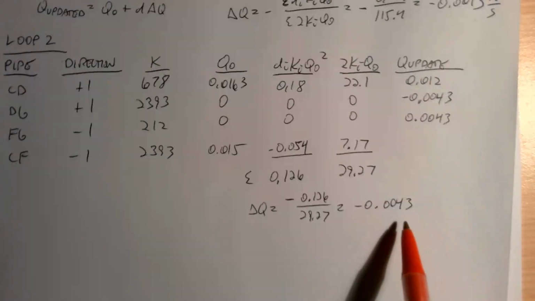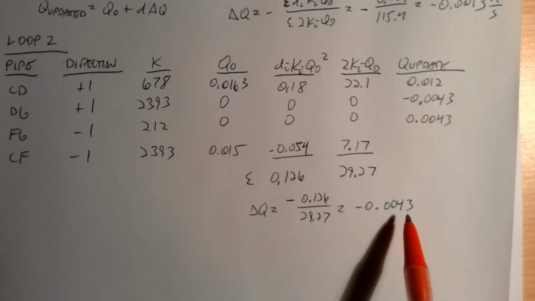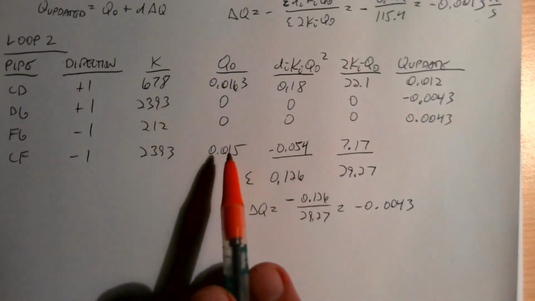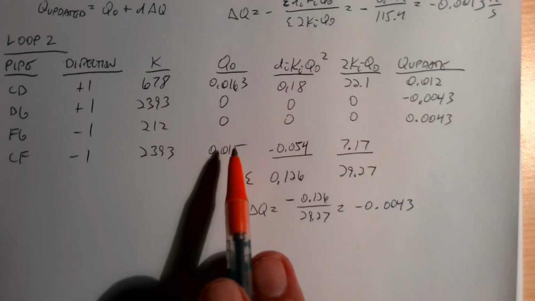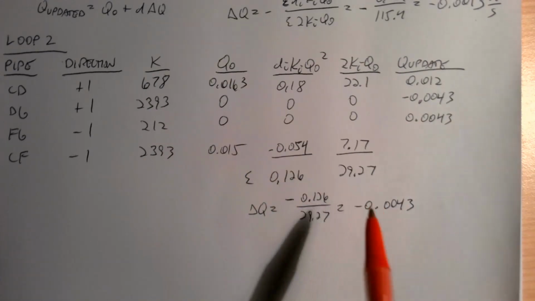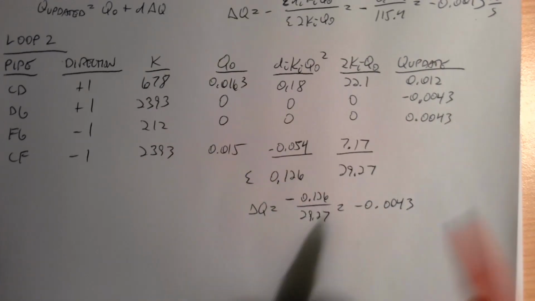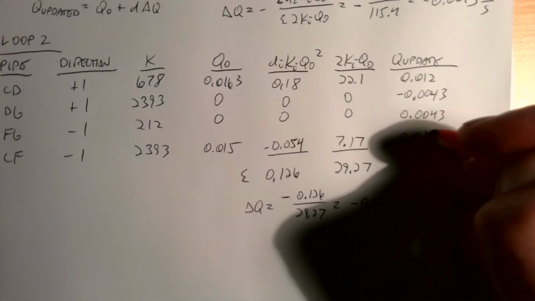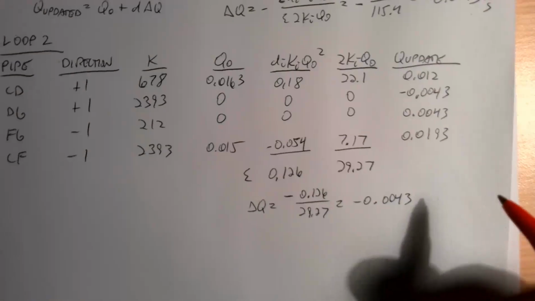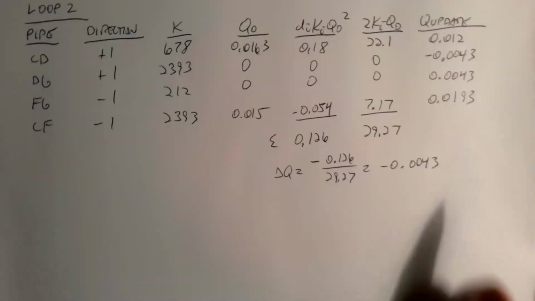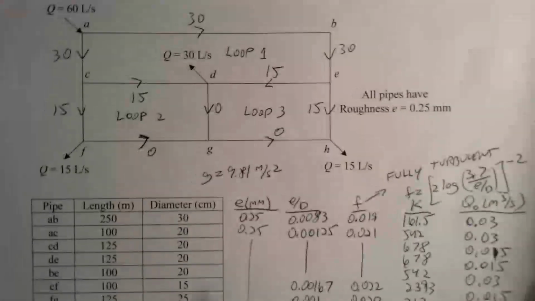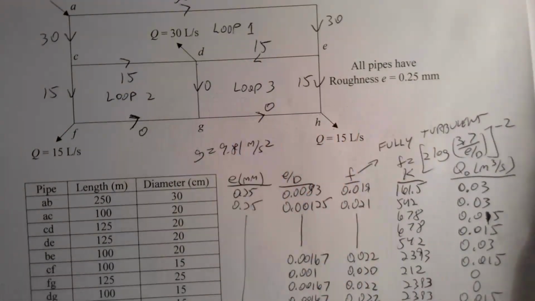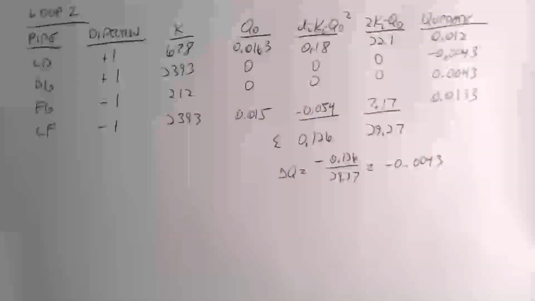And then this one, it's also in the negative direction, so it's this minus a negative that, and so it's going to get bigger and be 0.0193. Okay, and so now we've got our updated values for loop 2. So now we need to go here and look at loop 3 and make the correction factor there.